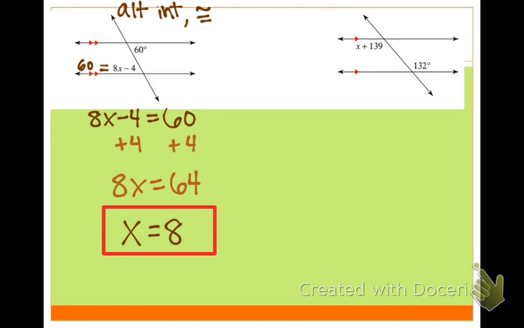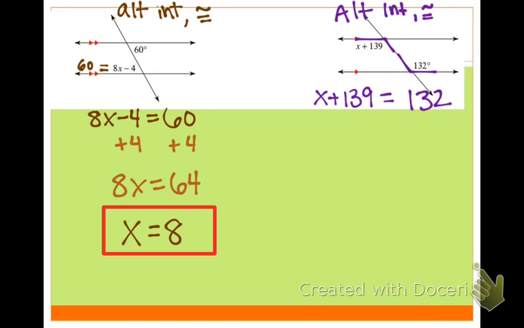The next one, what relationship do these two have? Yep, they're alternate interior again, which means they are still congruent. So I want you to pause. Everyone put down your pencils. So we're saying x plus 139 equals 132. So we are saying a number plus 139 equals 132.